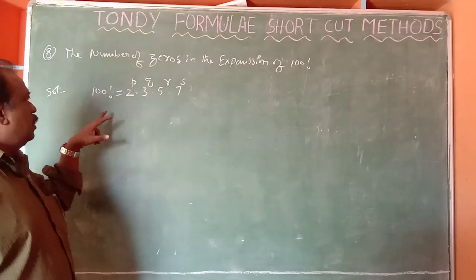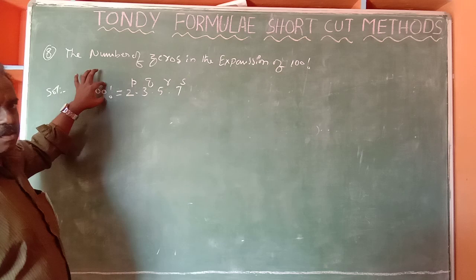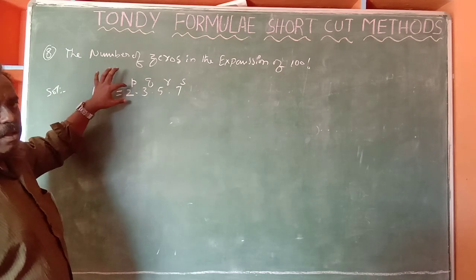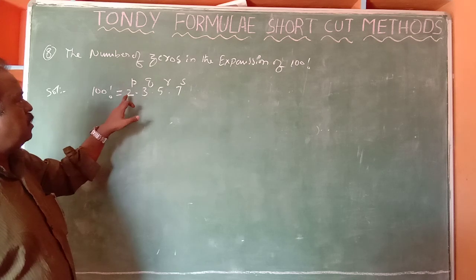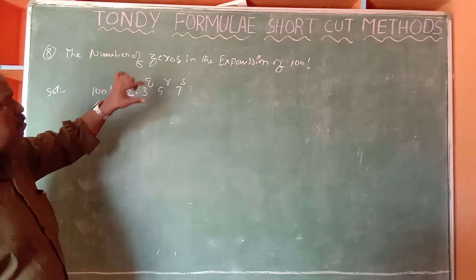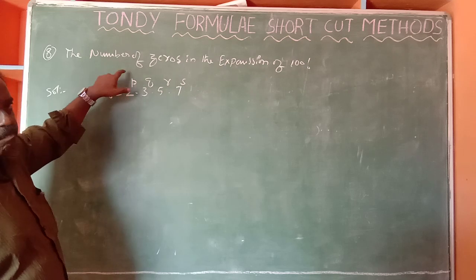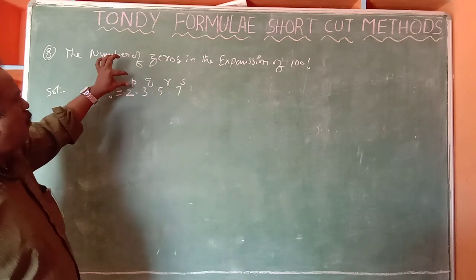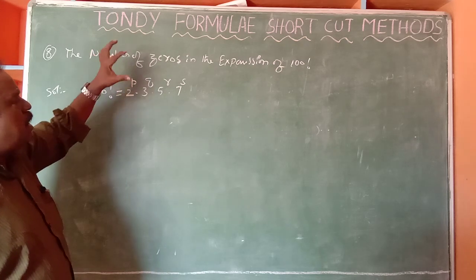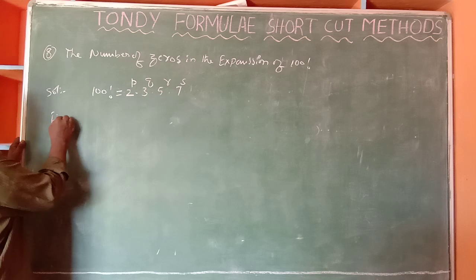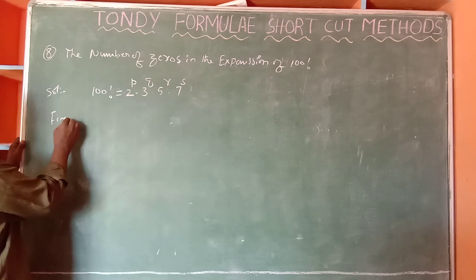Thus, this 100 factorial is simplified in prime factors. Prime factors means prime numbers. In order to get the number of zeros, we need 2 power p into 5 power r. These are important. How can you find the p and r? Here is a very important concept.